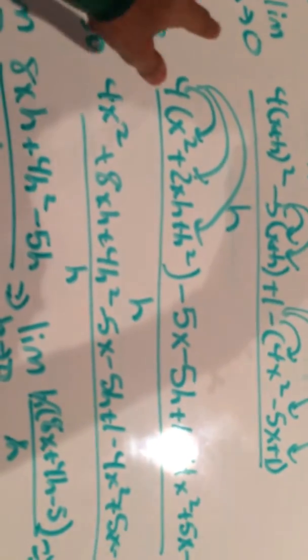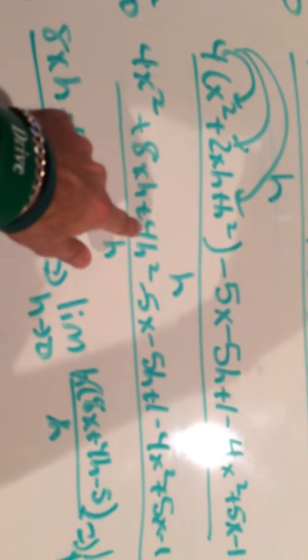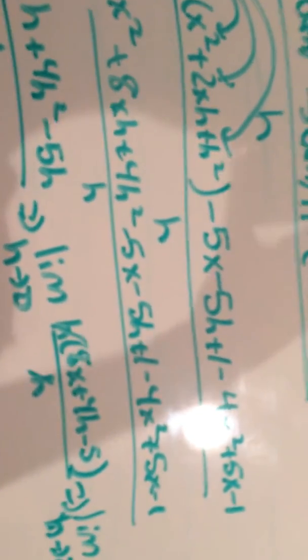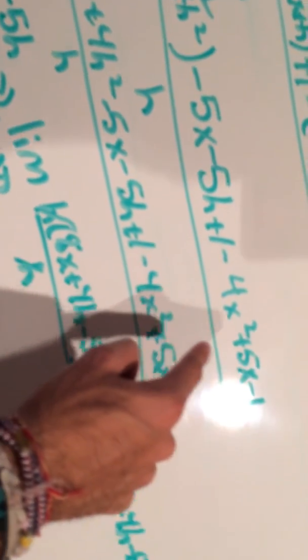Go ahead and distribute the 4 here. So 4x squared plus 8xh plus 4h squared minus 5x minus 5h. Bring that down. Bring down the plus 1. Bring down the minus 4x squared. Bring down the plus 5x. Bring down the minus 1.